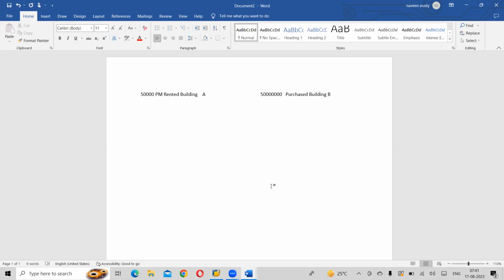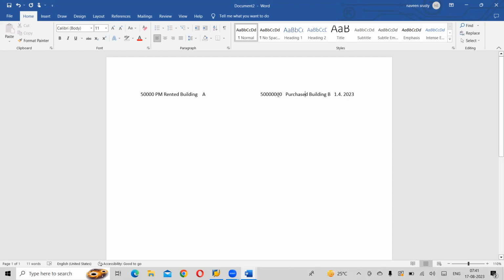So here, when I took a building for rent, I know that every month on 31st, I need to pay rent. That's okay, fine. But when I purchased building B on 1st April 2023, this is for my business use, to run my business, we have purchased the building.